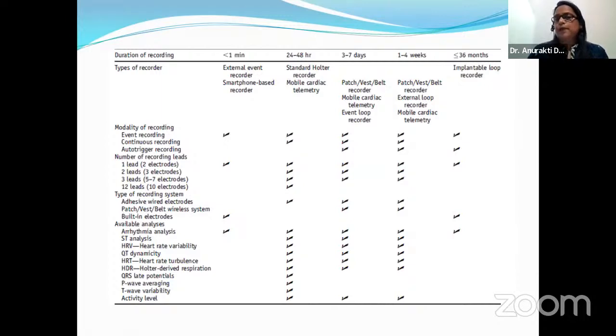And the last one is implantable loop recorders, which are for very long period of data recording. If there are very infrequent events, but the chances of events occurring in that patient are very high, like in inherited arrhythmias or in other modalities, then you can actually insert one, which is invasive, which is the implantable loop recorder.